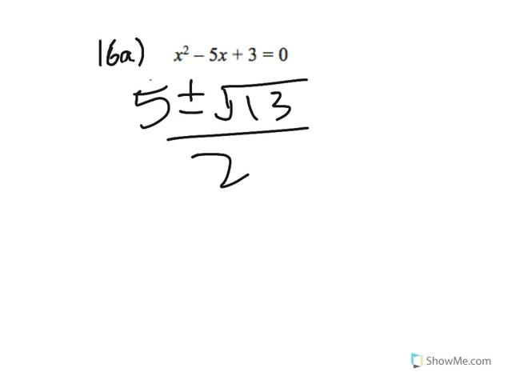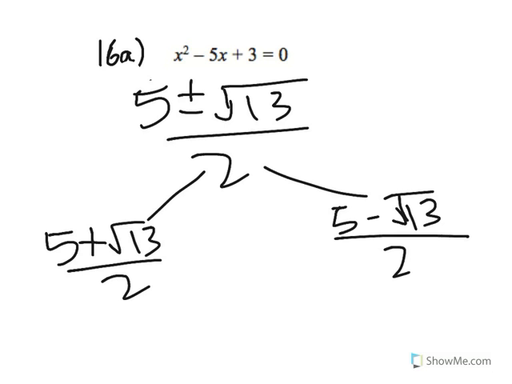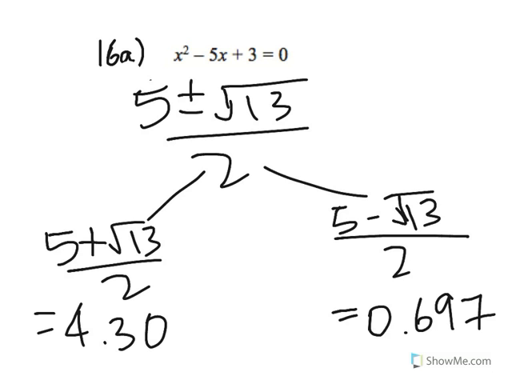Alright, so now we have 5 plus or minus the square root of 13 over 2. Now we have two possibilities for this, which can be 5 plus the square root of 13 over 2 or 5 minus the square root of 13 over 2. All you have to do is put this on your calculator and you're going to get two answers of 4.30, and this is correct to three significant figures, and 0.697, and again this is correct to three significant figures.